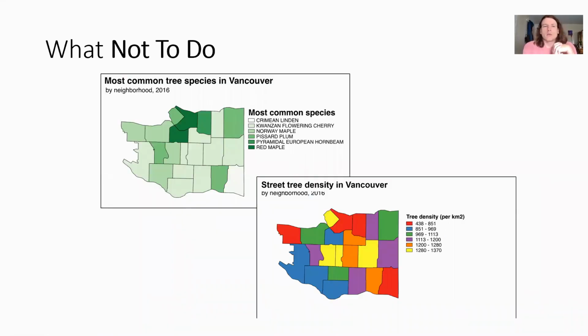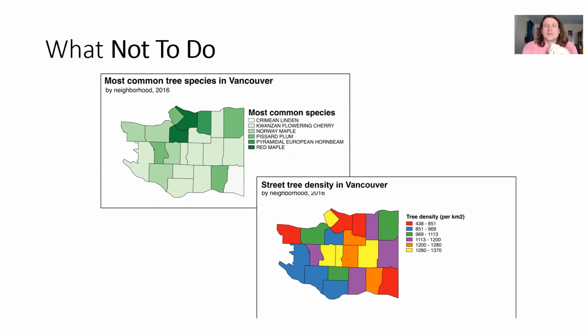So as I mentioned, you want to use different hues for nominal categorical data. You want to use different shades for quantitative data. So this is an example of what not to do. If you make a map of the most common tree species in Vancouver and you use some gradation of all the same shades of green, you imply some ranking that does not exist, right? So a red maple is not more than a Norway maple, but based on the color scheme presented here, the map reader might be tricked or misled into thinking that it is.